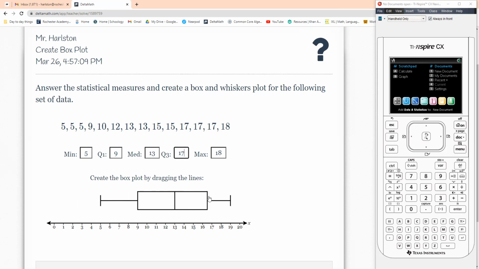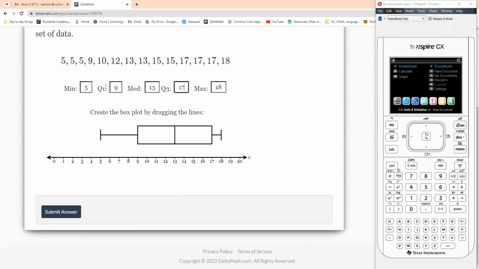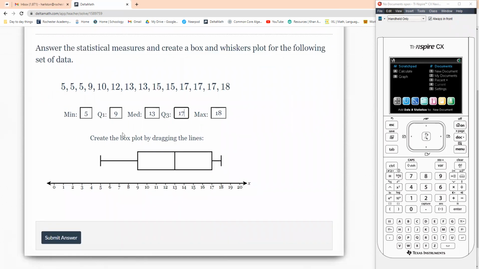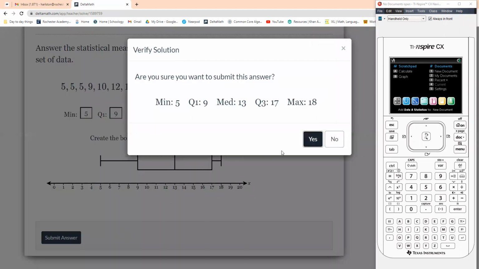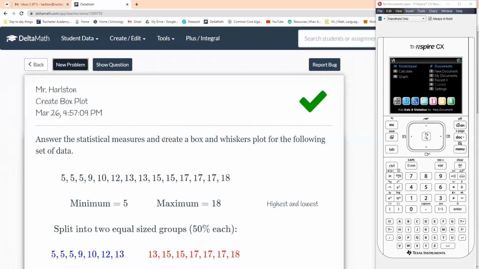So I'm going to take this and move it all the way over here. And the max is 18. So I'm going to move this back 1. So that is all of the information represented in the box plot. So now I can submit it. And it says, wonderful job.